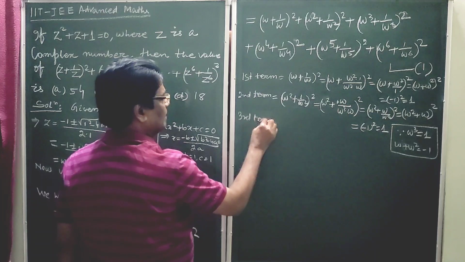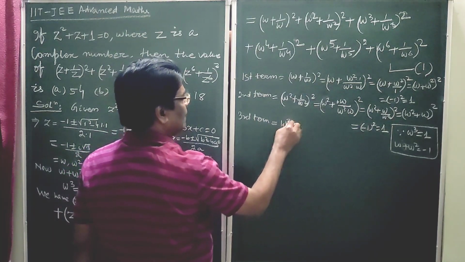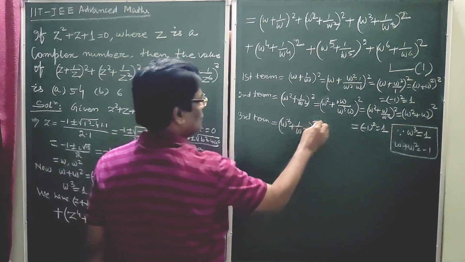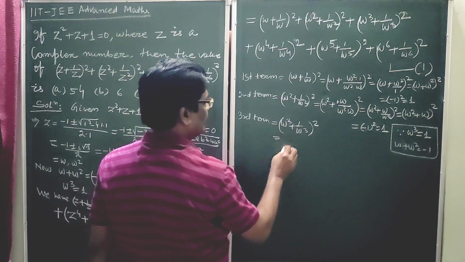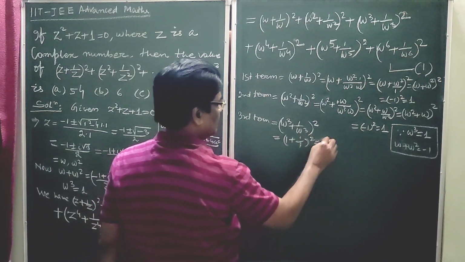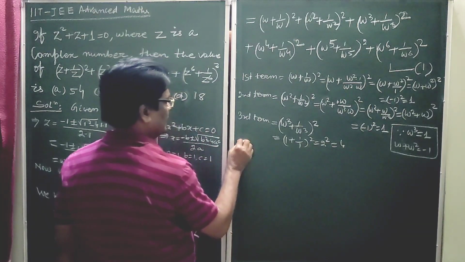Third term. This is (omega cube plus 1 by omega cube) whole square. This is equals to (1 plus 1 by 1) whole square. This is 2 square is equal to 4.